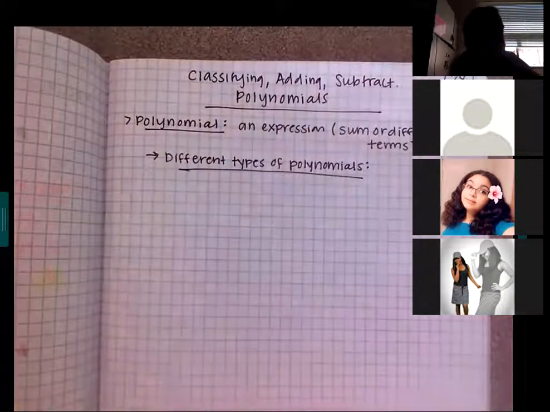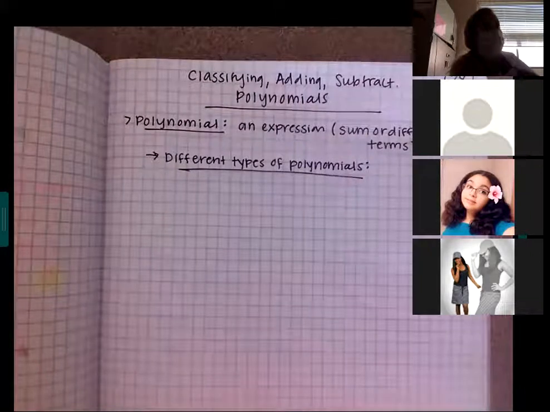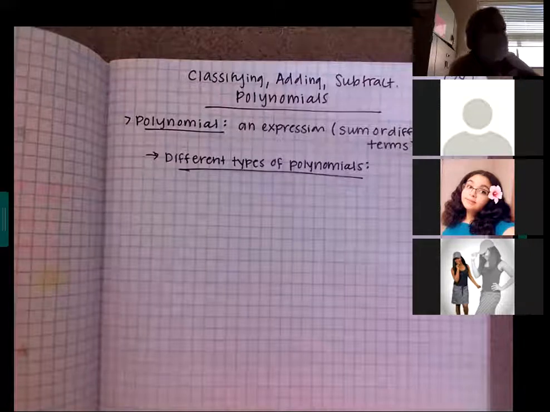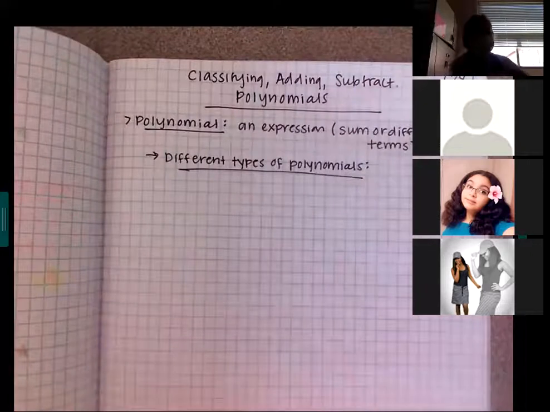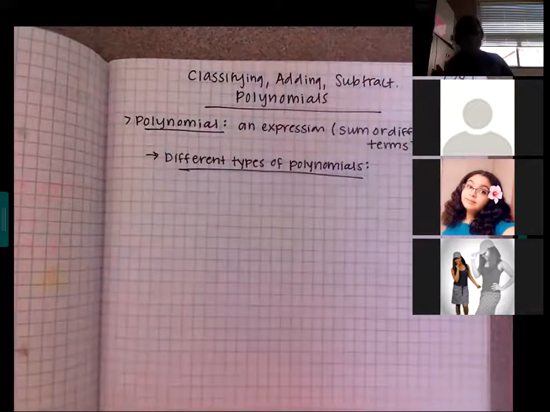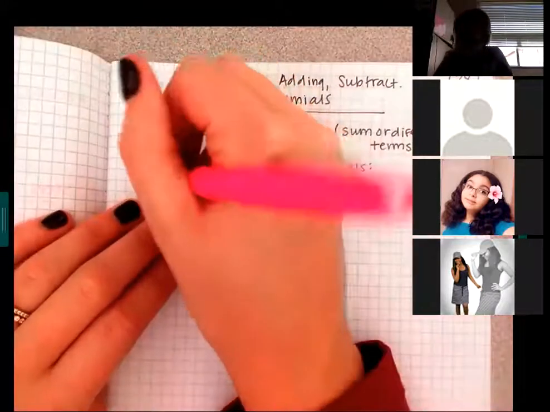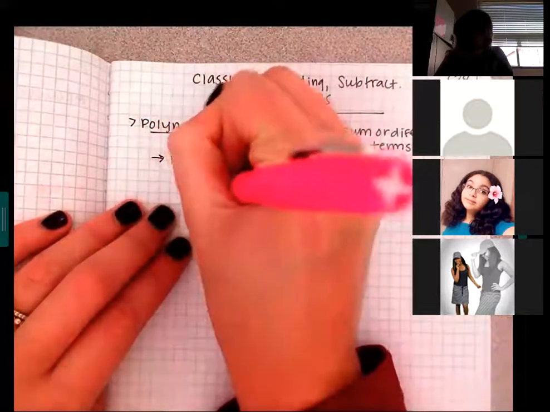Anybody want to guess what some of the different types are? Good. Trinomial, binomial, monomial. Good. So let's talk about those 3 different types. There's actually 4 types. The 4th one isn't up there, but we'll talk about the different types. So the first one we're going to talk about, a monomial.